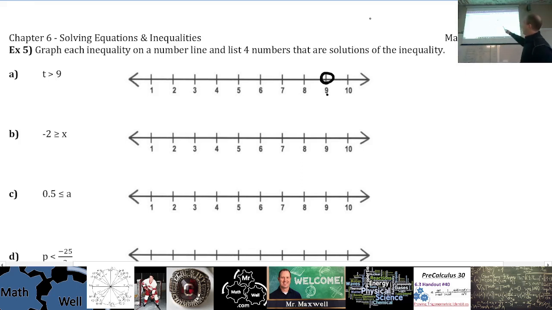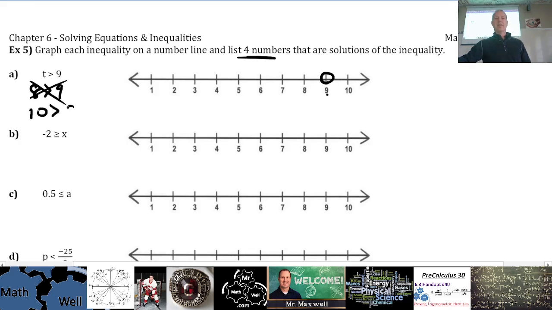All right. So, well, let's do this part first. Let's list some numbers that make this true. Is 8 greater than 9? No, 8 is not greater than 9, right? Because it's to the left here. So 10, is that greater than 9? Yeah, so 10 is part of the solution, so we're going to draw that arrow to the right. Okay, t is greater than 9.